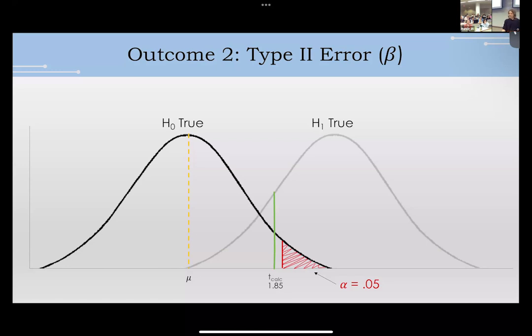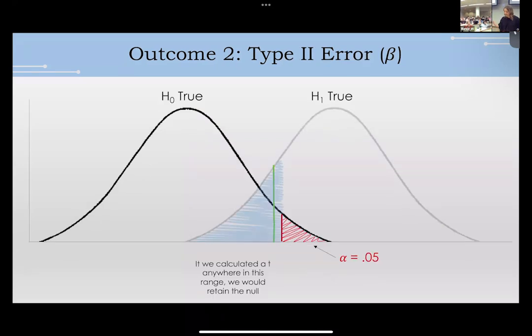Now, from a hypothesis testing perspective, it wasn't in my rejection region, meaning the probability of getting this, assuming the null was true, was something more than 0.05. So I was not comfortable rejecting the null. So if we calculated a t anywhere in this range, you see that? We would do what? We'd retain, right? Anything to the left of that red bar, we would retain. If for some reason it's actually better, then we would fail to detect that effect, and that would be a type 2 error.